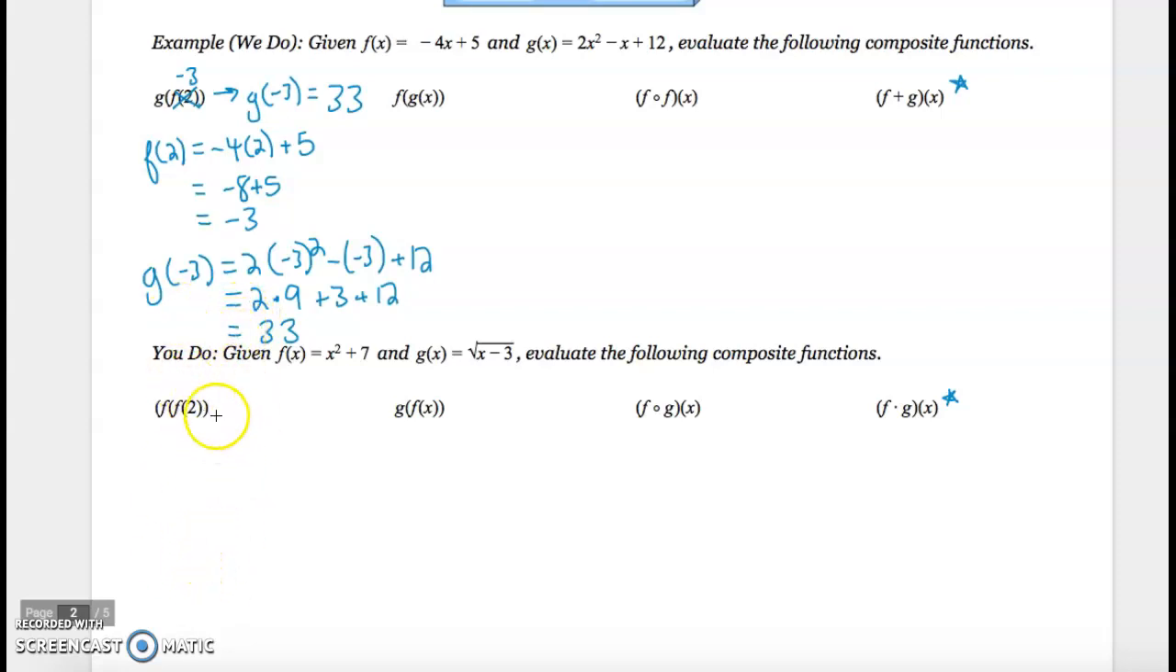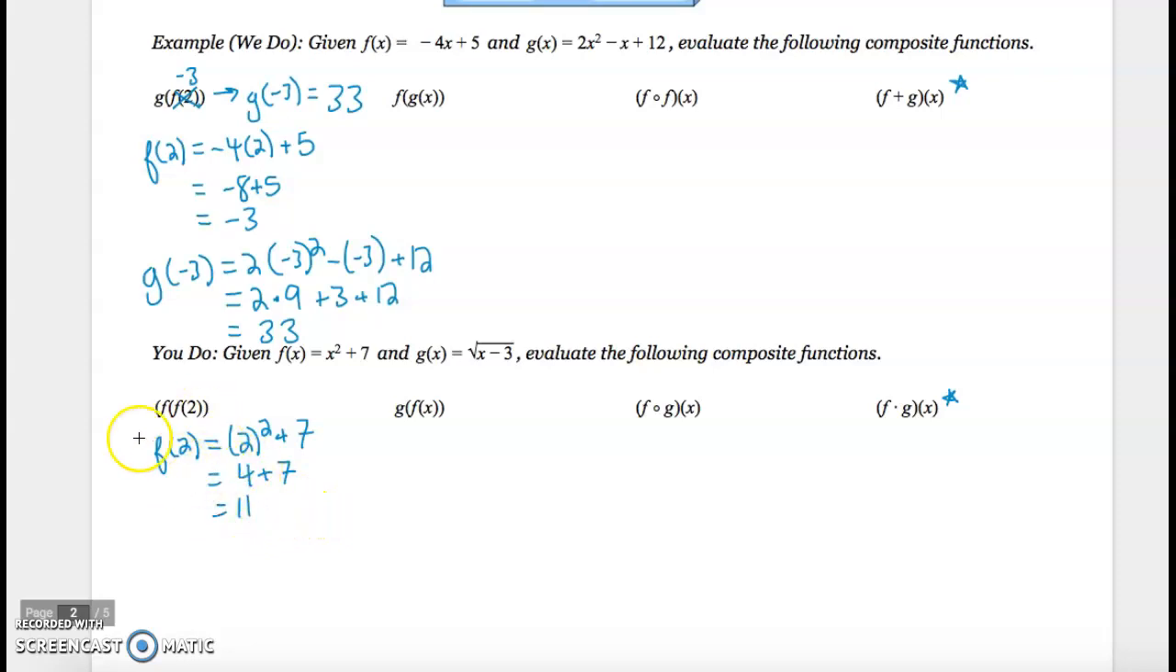All right, so again, we're going to just try this part now because I want to give you the same type of example. So this is where I have an actual number that I'm finding, right? Working from the inside out. So I have to work and find f of 2 first. So here's my f of x function. So I can do 2 squared plus 7, which gives me 4 plus 7, which gets me 11.